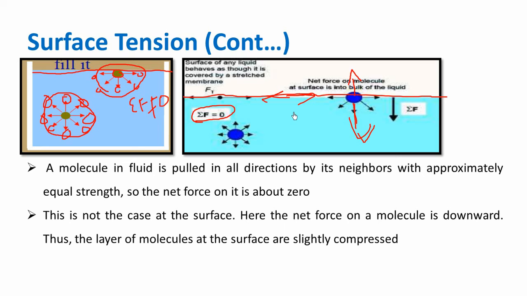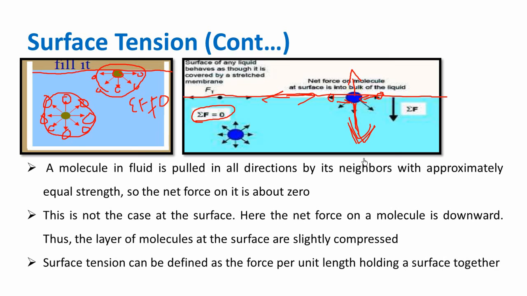Because this attraction force is acting in the downward direction, the molecules here and here try to come close together. Because of this downward force, this layer is slightly compressed. Then surface tension can be defined as the force per unit length holding a surface together. So the molecules are held together because of this downward force. This force per unit length we call surface tension.